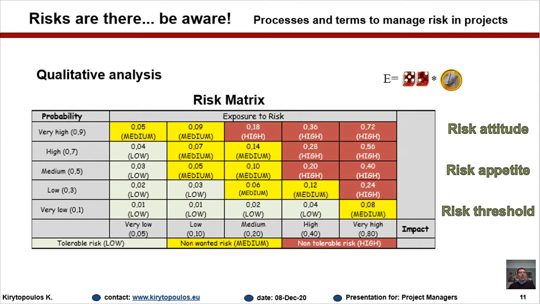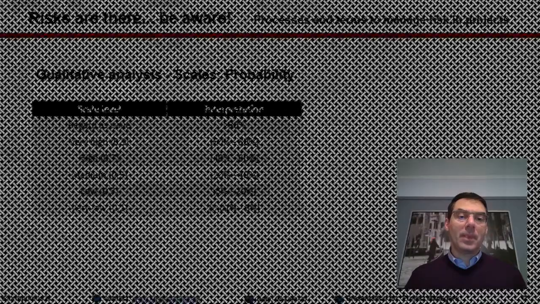So qualitative analysis for individual risks usually will give you an idea of where your risk stands. Is it a tolerable risk? Is it a non-wanted risk or non-tolerable risk? That's the point.